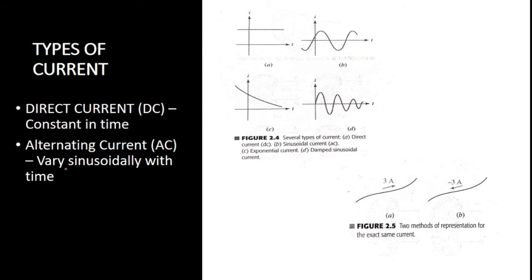And AC current varies sinusoidally with respect to time. A sine wave is very common to us. It is a well-known waveform. The basic waveform that we usually know is a sine waveform. So when a current varies sinusoidally with respect to time, we call that an alternating current. And when the current remains constant at all instants of time, we call that DC or direct current.